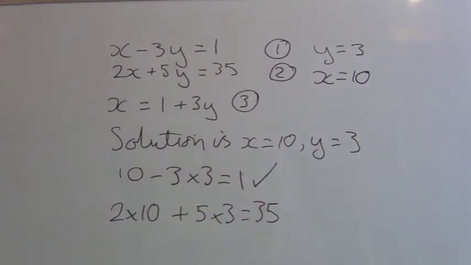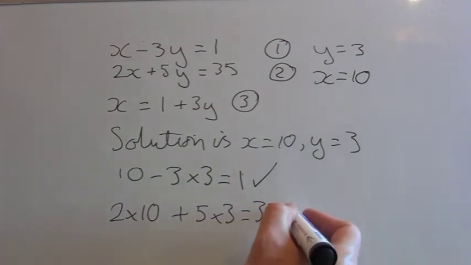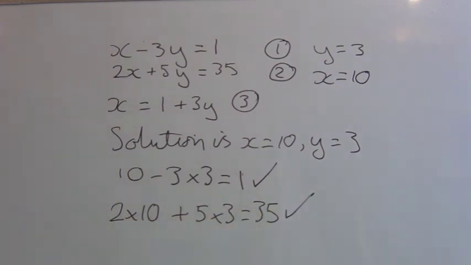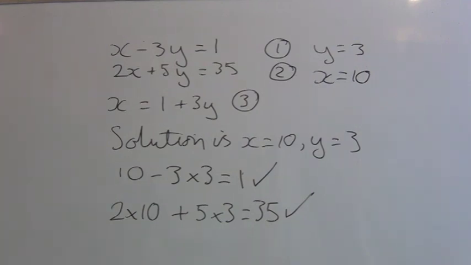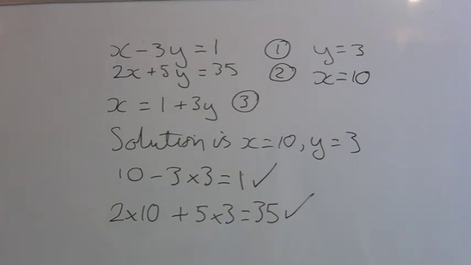2 times 10 is 20. 3 times 5 is 15. So 20 add 15 is 35. So that is correct. So therefore my values for x and y are correct. Okay, so that's my final example.